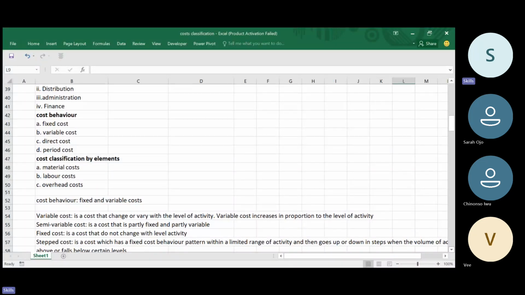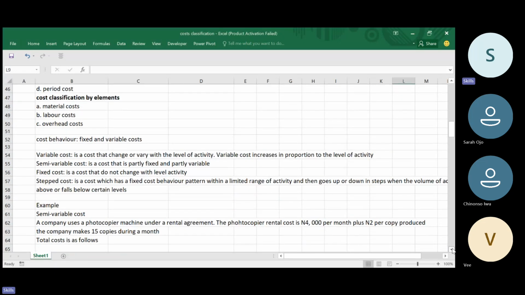So this one here is the explanation of the variable cost. We say variable cost is a cost that changes or varies with the level of activity. Variable cost increases in proportion to the level of activity. If activity increases, variable cost increases. If activity reduces, variable cost reduces. So that is variable cost. It changes with the level of activity.